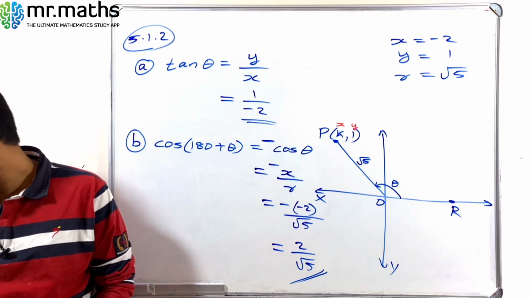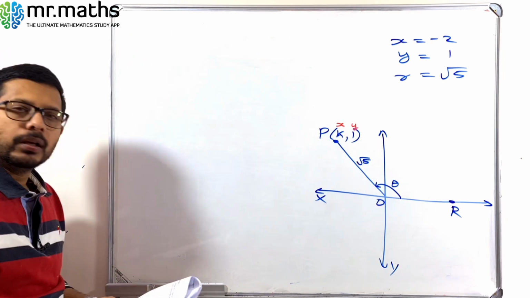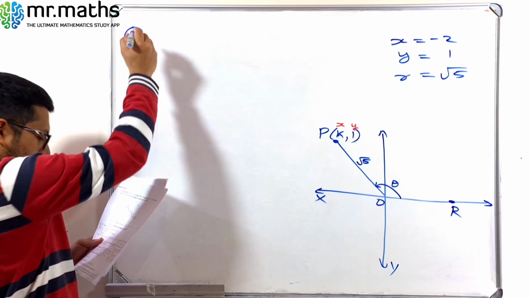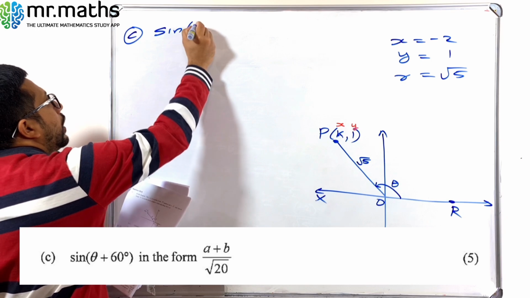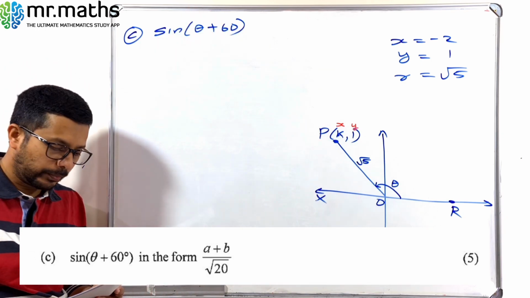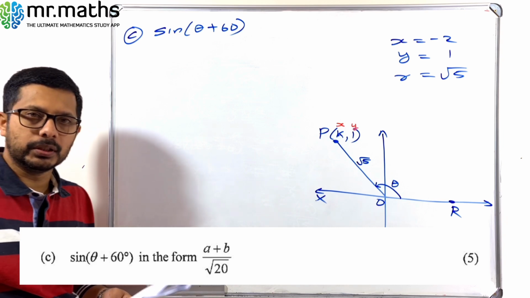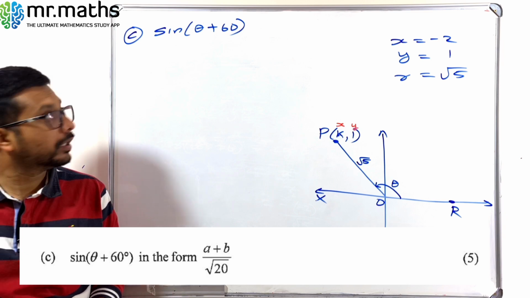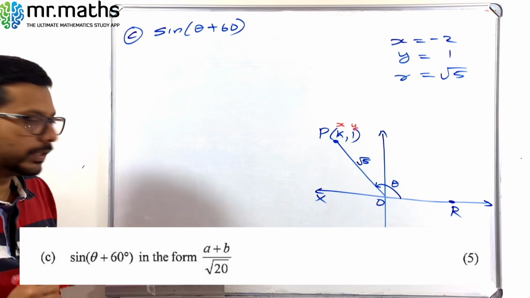Now let's move to the next question, question number C. You have to find sine of theta plus 60 in the form of a plus b divided by root 20. So listen here.